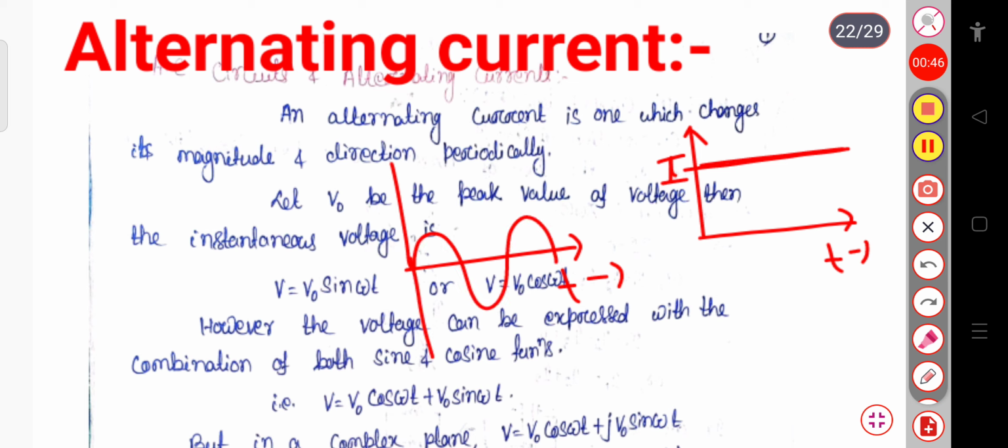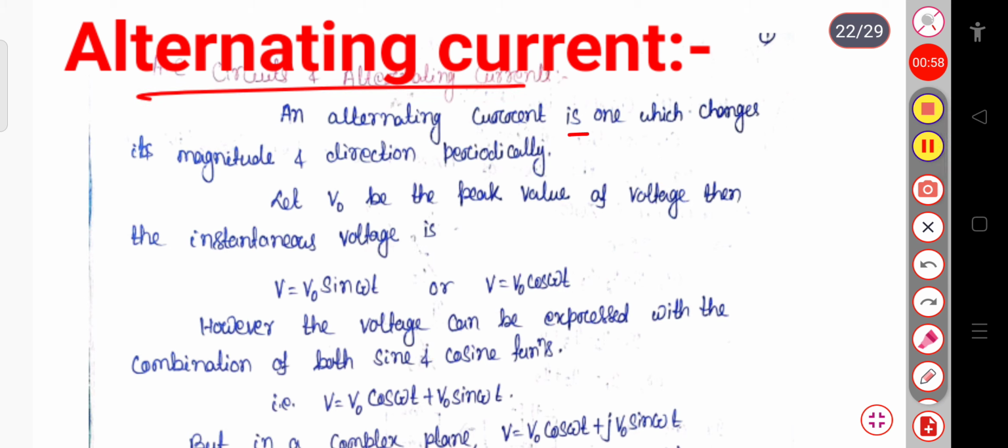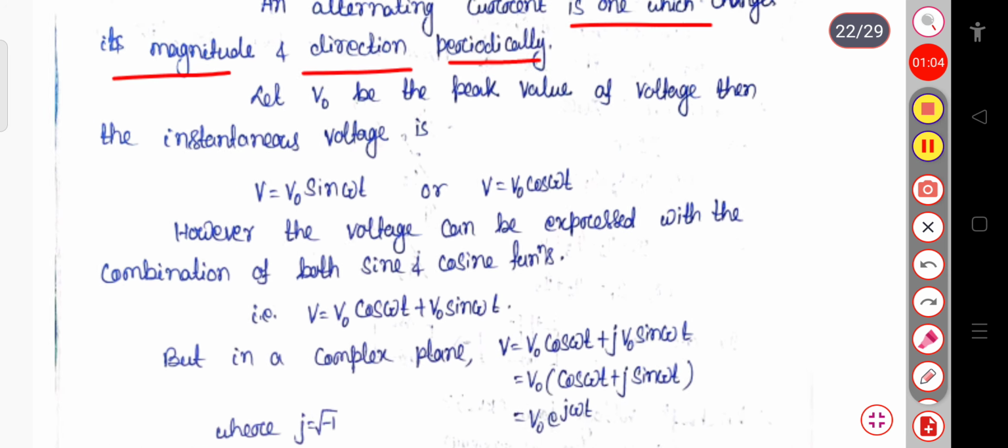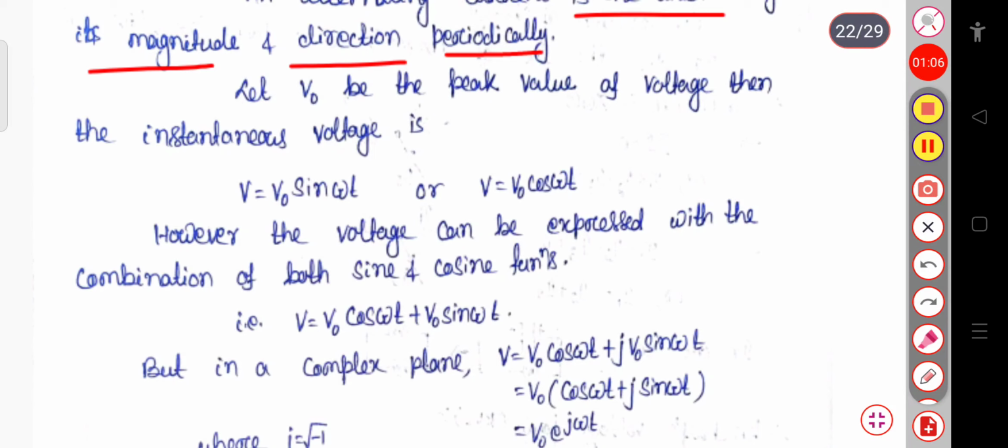You can see here the value of the current with respect to the time, it changes periodically. Its magnitude as well as its direction will change in case of the alternating current. So an alternating current is one which changes its magnitude and direction periodically. Let us consider V naught to be the peak value of the voltage.